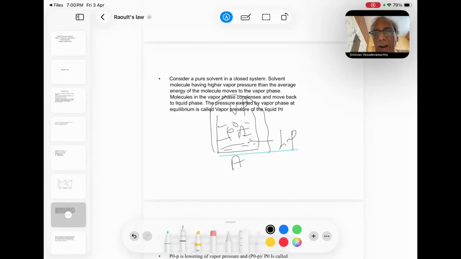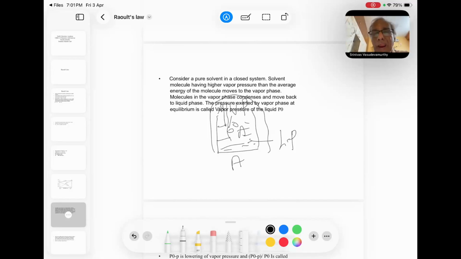Now, in the liquid phase, the molecules have different kinetic energies. I look at the average kinetic energy of the molecules. The molecules which have kinetic energy higher than the average kinetic energy evaporate and move to the vapor phase. That is called evaporation or vaporization. Then, after some time, molecules in the vapor phase condense and move back to the liquid phase; that's called condensation. So both take place simultaneously.